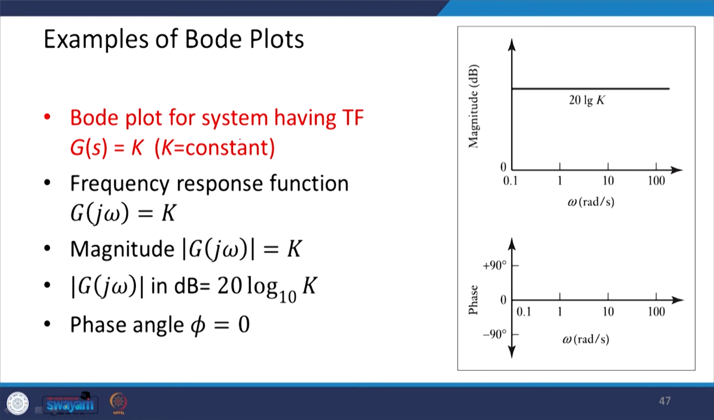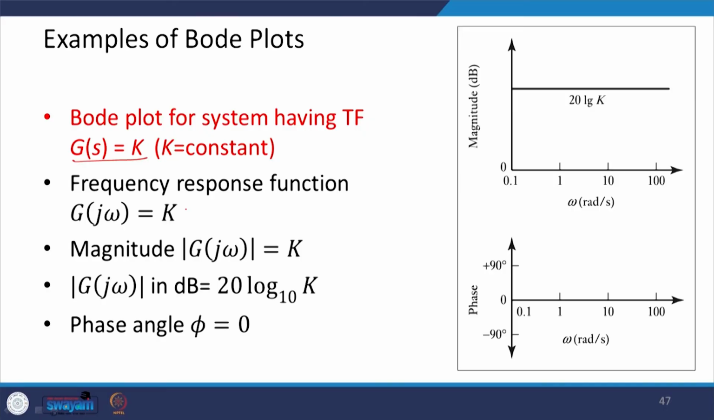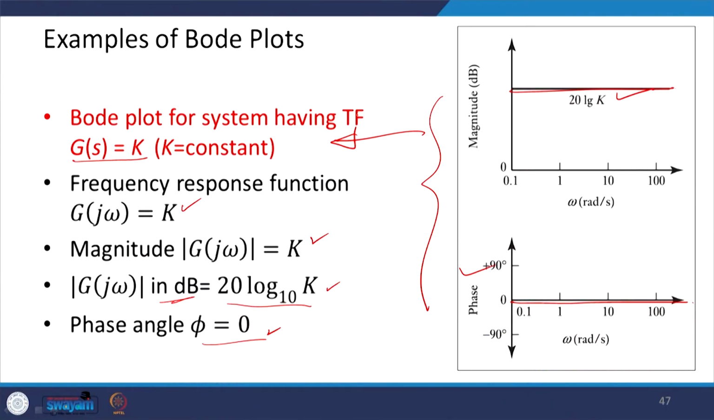Suppose I have got a Bode plot of a system having transfer function, say, K is equal to constant. Okay. So, the frequency response G(jω) will be K only, and magnitude of that will be K only. So, the magnitude in terms of decibel will be basically 20 log10 K, and the phase angle is going to be 0. Okay. So, this is the plot actually, the 20 log K, and this is the phase angle which is 0, and this is the 20 log K. So, this is actually the Bode plot for this one, G(s) is equal to K.